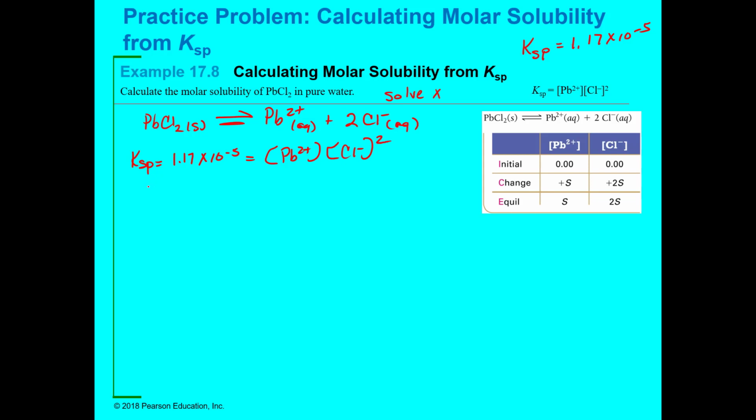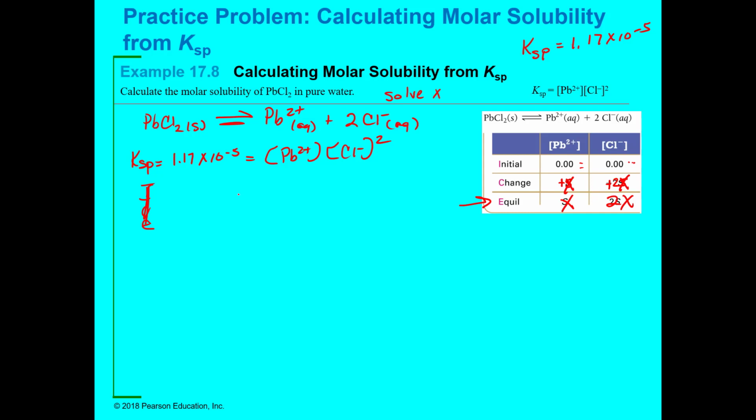All right. So if I do an ICE table, I've already got it over there. I start out with nothing, because these are the products, and then I go up plus S, or I still use X honestly, or X and 2X. I use X's because it's just easier. So then I've got X and 2X when I get done. That's my equilibrium concentration.